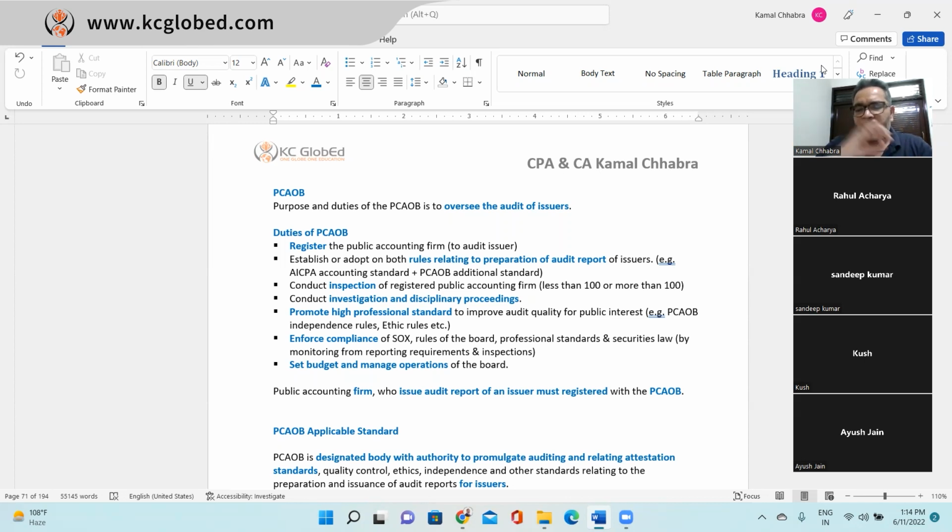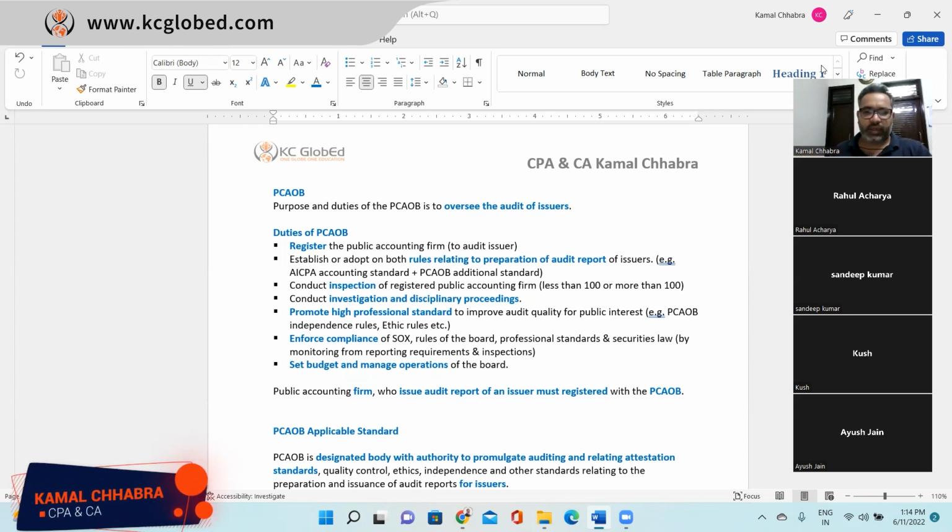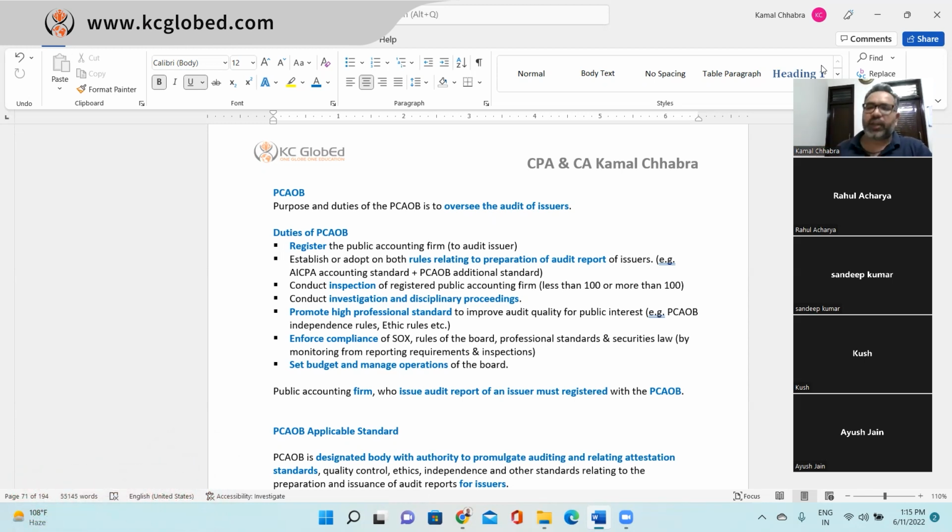So the PCAOB is reviewing the work of the CPA who is performing the audit of any issuer. Duties of the PCAOB: first, register the public accounting firm. It is a responsibility of the PCAOB: if any CPA firm submits the required documents, information and fees, then it is the PCAOB's responsibility to give the registration to them.